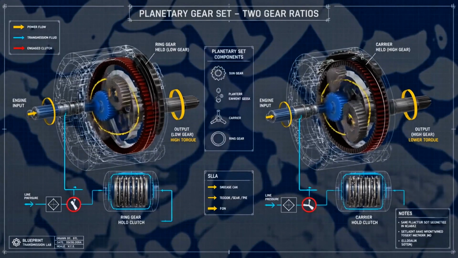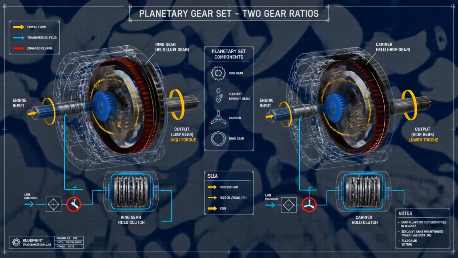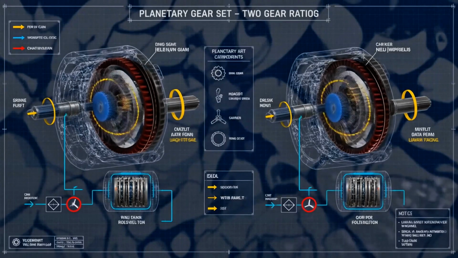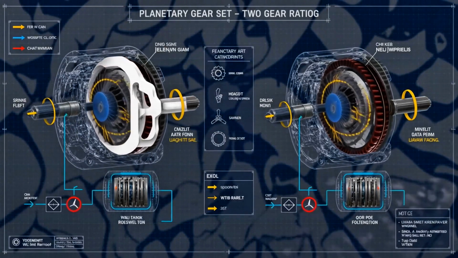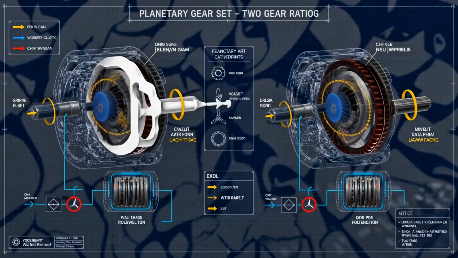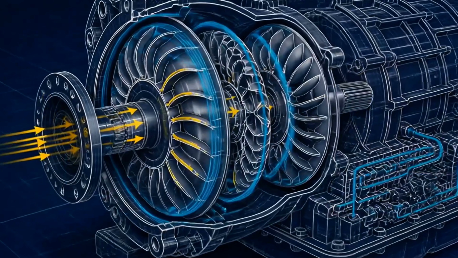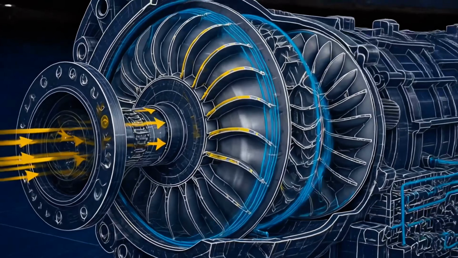A low gear allows the engine to rotate many times for each turn of the wheels. This multiplies torque and helps the vehicle accelerate. A high gear lets the wheels turn farther with fewer engine revolutions, reducing fuel consumption, noise, and wear while cruising. Follow the power from the engine, and the first major transmission component it reaches is the torque converter.